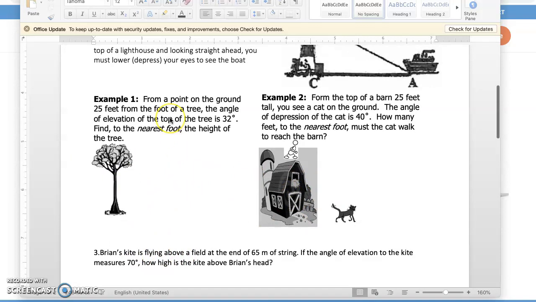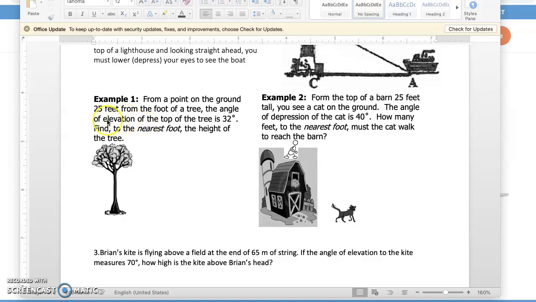So for example one, first I suggest reading right through the word problem and then going back and matching up what the information means. It says, from a point on the ground, 25 feet from the foot of a tree, the angle of elevation of the top of the tree is 32 degrees. Find to the nearest foot the height of the tree.